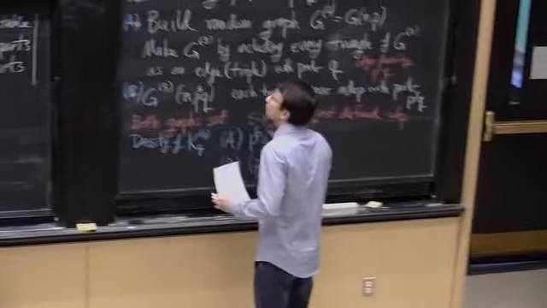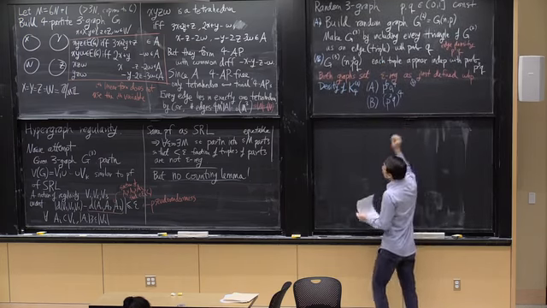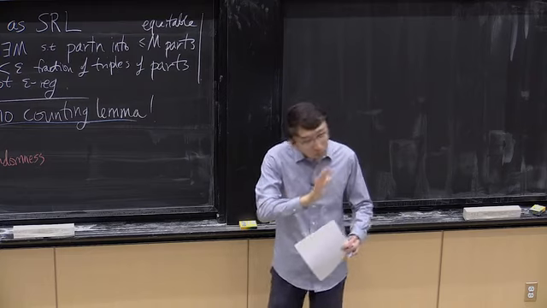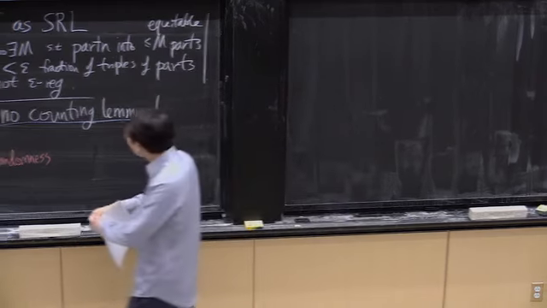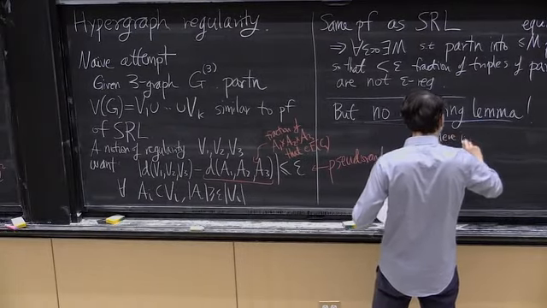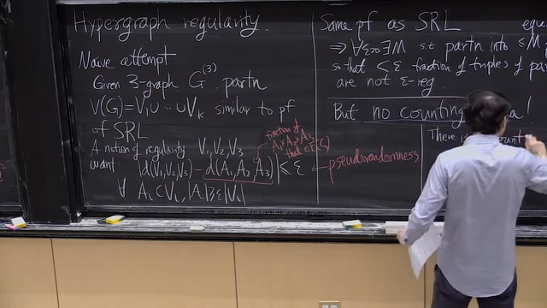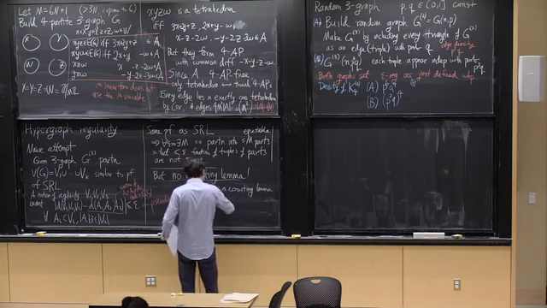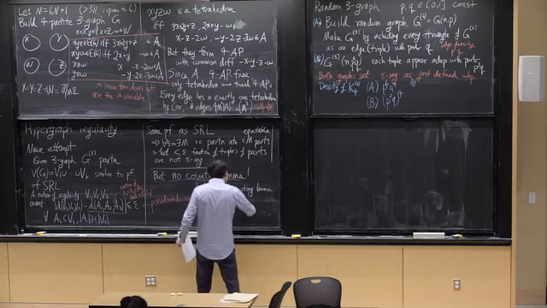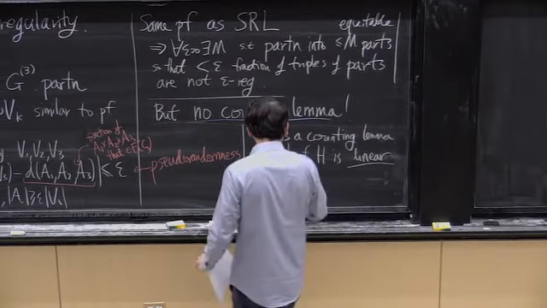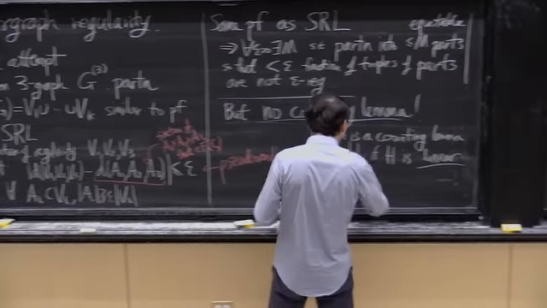All right. But in any case, it's good for something. So you don't have a counting lemma for tetrahedra, but actually you can still salvage something. So it turns out there is a counting lemma if your hypergraph H is linear. Okay, so linear means every pair of edges intersecting at most 1 vertex.